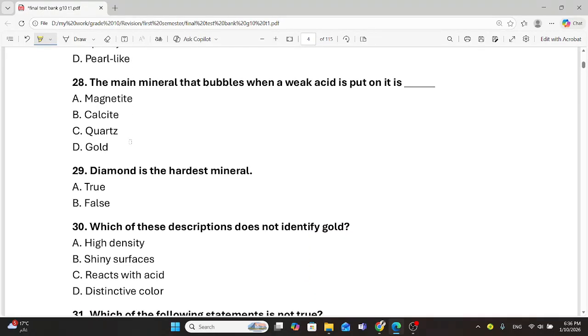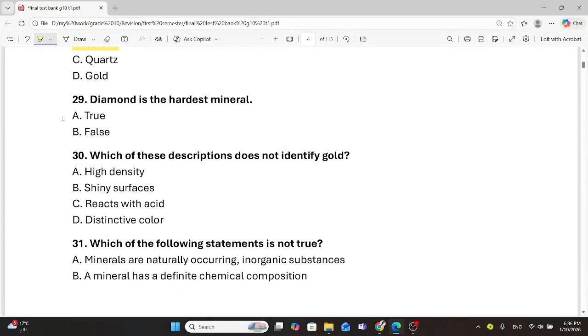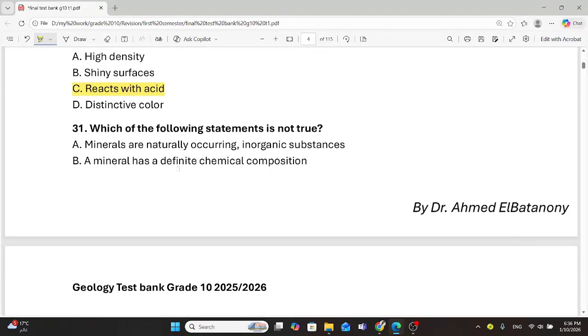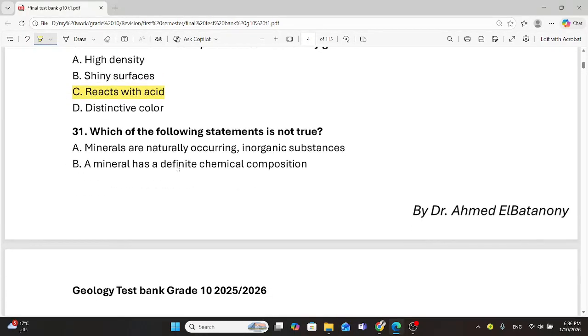The main mineral that bubbles when a weak acid is put on it is calcite. Diamond is the hardest mineral too. Which of these descriptions doesn't identify gold? High density ولا shiny surface ولا reacts with acids ولا distinctive color. طبعا reacts with acid لأن هو قالك doesn't identify.